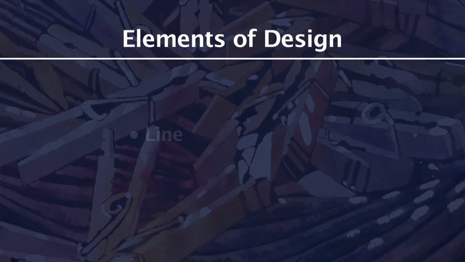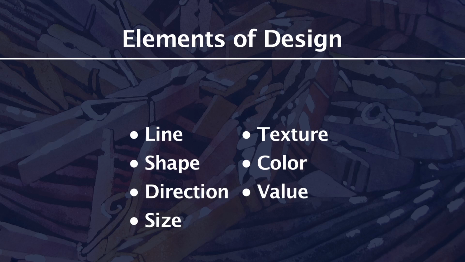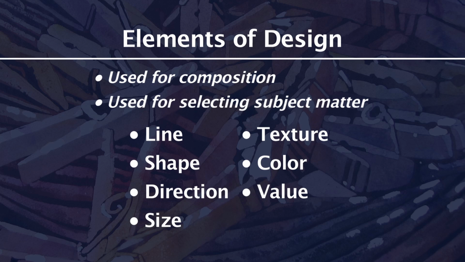Elements are the line, shape, direction, size, texture, color, and value. So these are the tools we use to compose our sketches, our drawings in the first place. These are the tools that we select our subject matter from to make sure it has those things. So that is the elements.